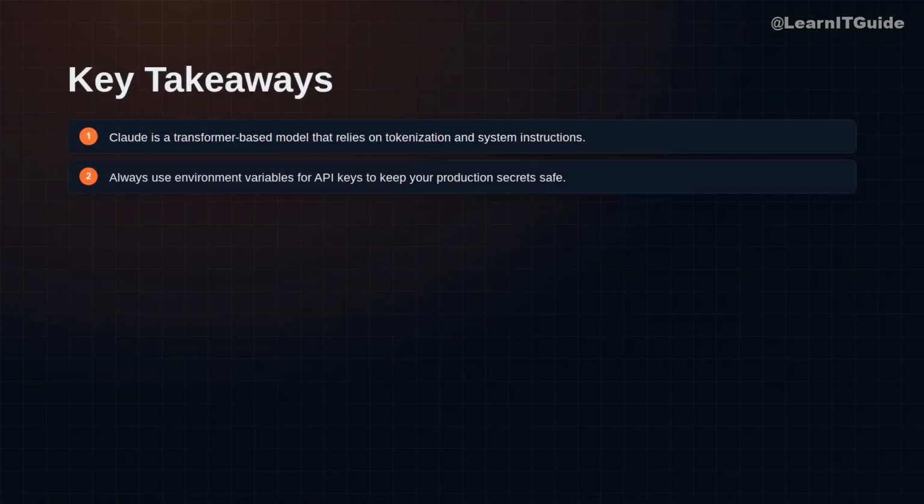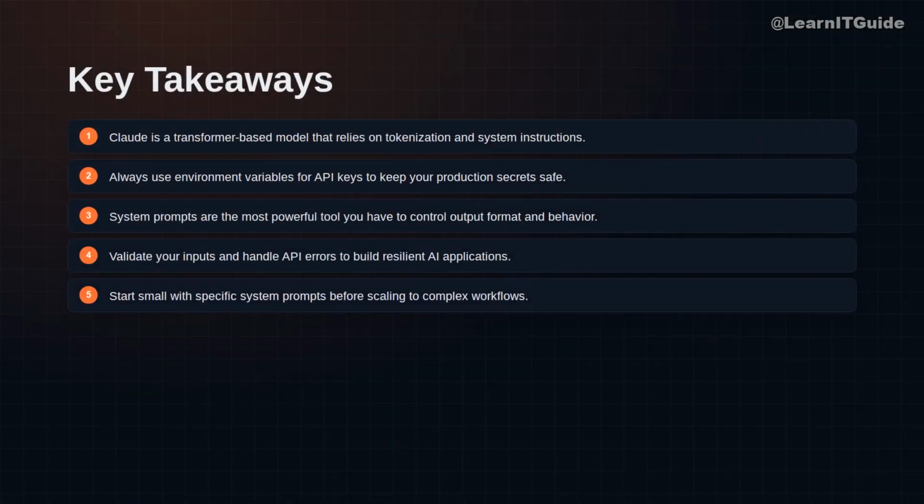You now know that Claude is a transformer model built on tokenization. Remember to always use environment variables for API keys, never hardcode them. Use system prompts to force the output format you need for your code. Always wrap your API calls in error handling logic to make your system resilient to network issues. Finally, start with simple, specific prompts before moving on to complex chains of thought. You have all the tools you need to start building now.